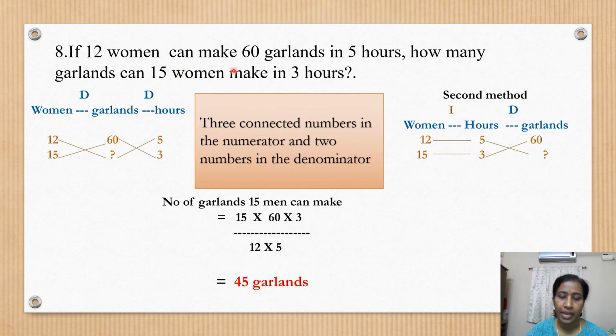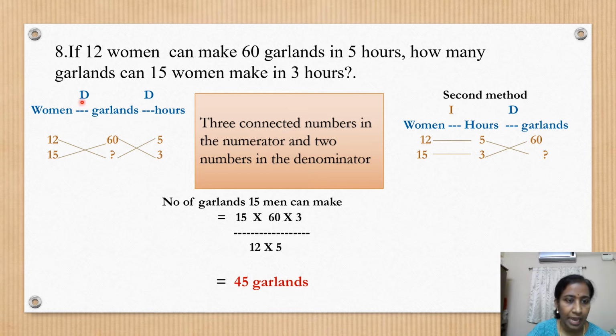Problems with three variables. If 12 women can make 60 garlands in 15 hours, how many garlands can 15 women make in 3 hours? See how many variables are there. Women is one variable, garlands one variable, time is one variable. So what I do is women, garlands and hours. I am writing all the three variables.